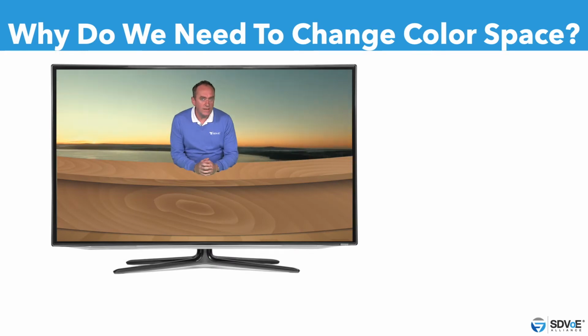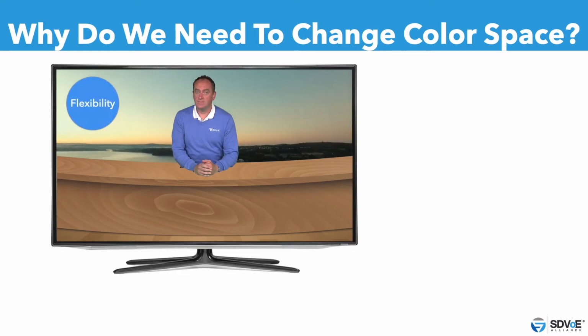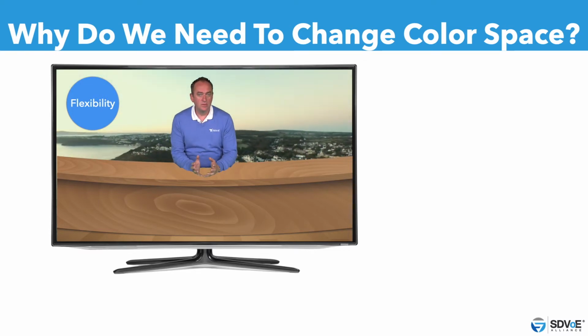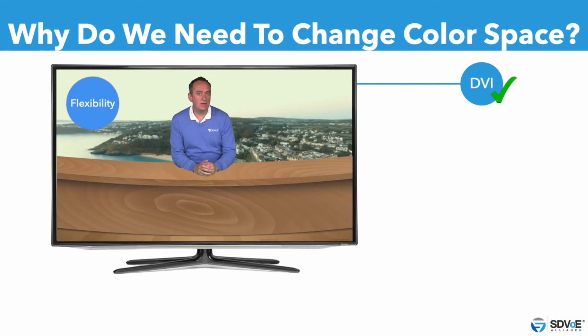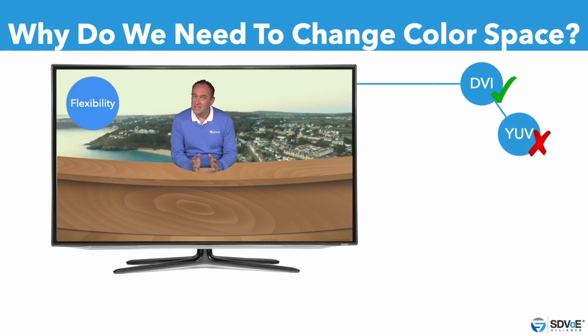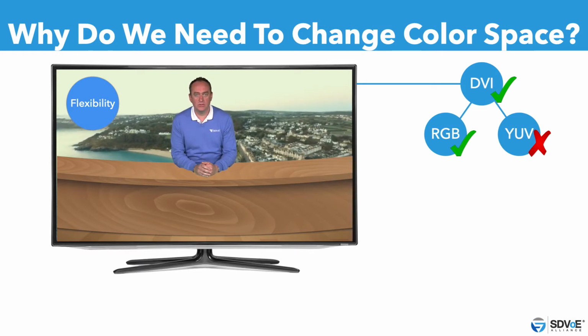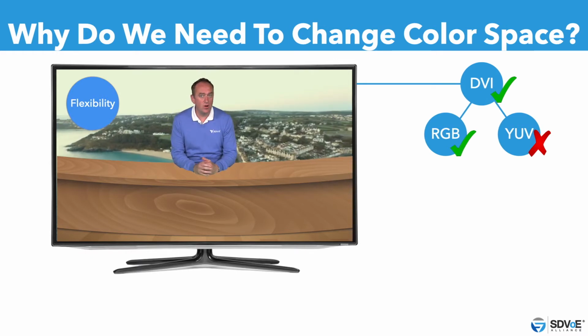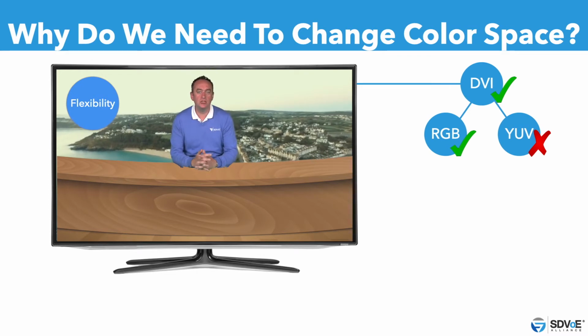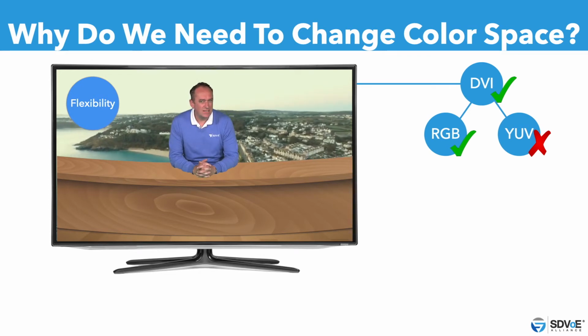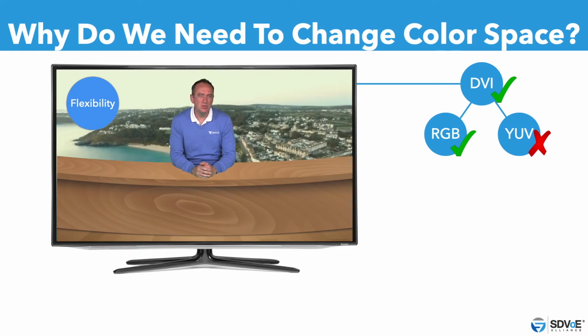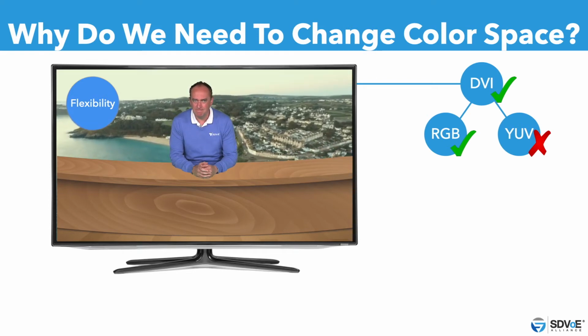So, why do we need to change colour space at all? The first reason is pretty straightforward. Flexibility. Some monitors only support one colour space and not others. For example, the DVI connection method doesn't support YUV. It only supports RGB. So, if a YUV signal is transported, it needs to be converted for DVI monitors to be able to display the image correctly. Let's face it, you probably aren't installing any new DVI monitors anymore today.